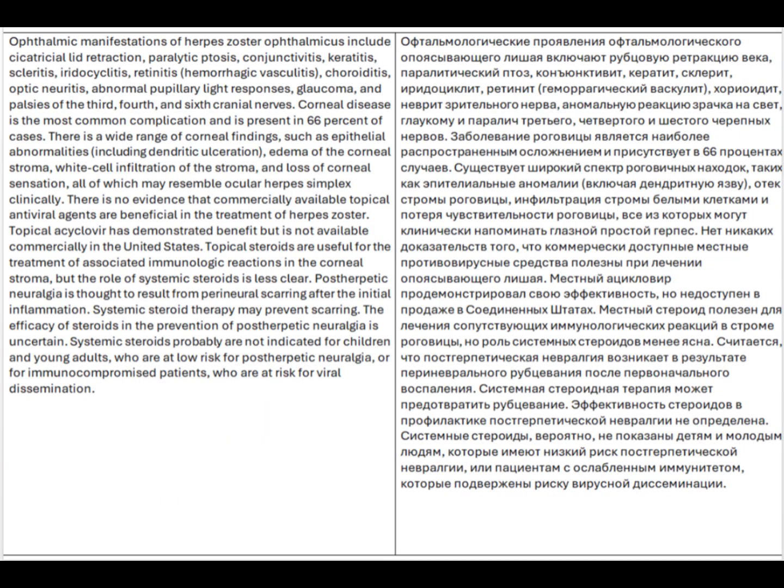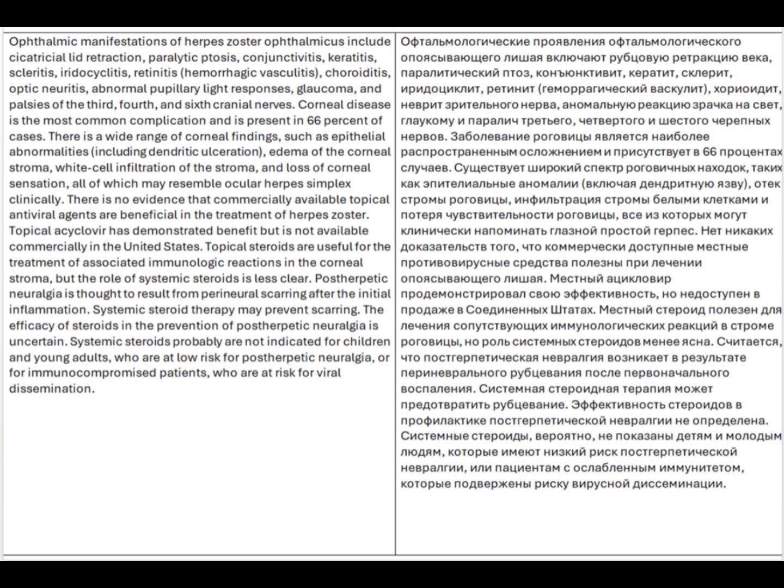Ophthalmic manifestations of herpes zoster ophthalmicus include cicatricial lid retraction, paralytic ptosis, conjunctivitis, keratitis, scleritis, iridocyclitis, retinitis, hemorrhagic vasculitis, choroiditis, optic neuritis, abnormal pupillary light responses, glaucoma, and palsies of the third, fourth, and sixth cranial nerves. Corneal disease is the most common complication, and is present in 66% of cases.